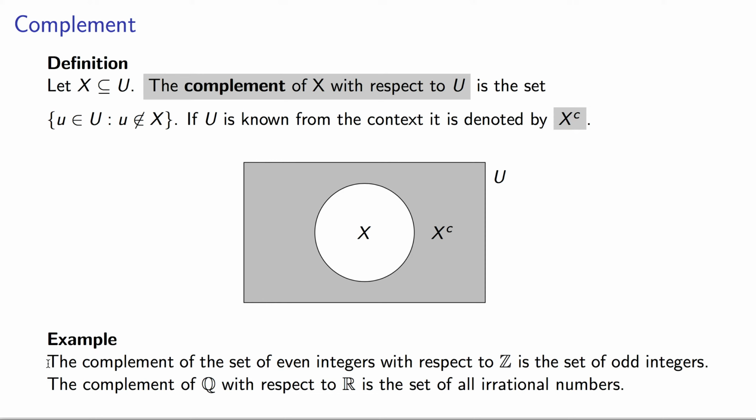Example: the complement of the set of even integers. So we take the set of even integers and we take a complement with respect to the set of all integers. And the result then is the set of odd integers. The complement of the set of rational numbers with respect to the set of real numbers is the set of all irrational numbers.